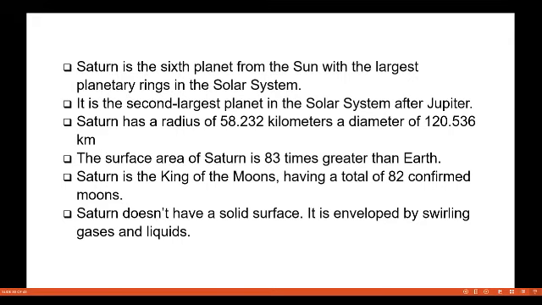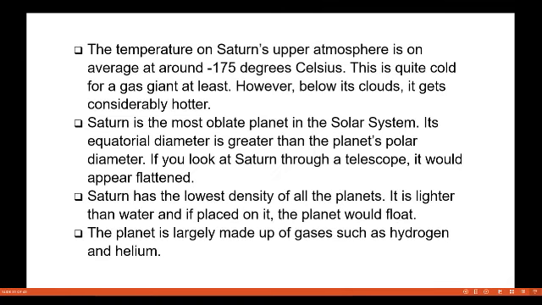Saturn does not have a solid surface. It is enveloped by gases and liquids. The temperature in Saturn's uppermost atmosphere is about minus 75 degrees Celsius on average. This is quite cold, for a gas giant at least. However, below its clouds, it is a little hotter. Saturn is the most oblate planet in the solar system. Its equatorial diameter is greater than the planet's polar diameter. If you look at Saturn through a telescope, it would appear flattened.